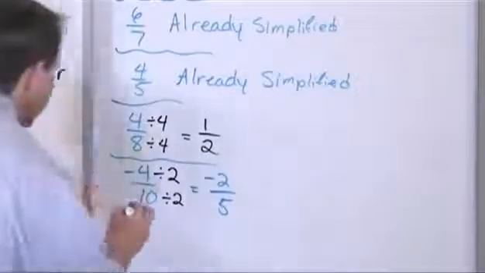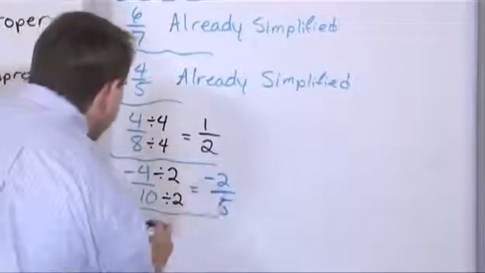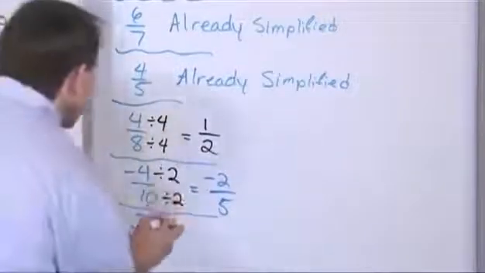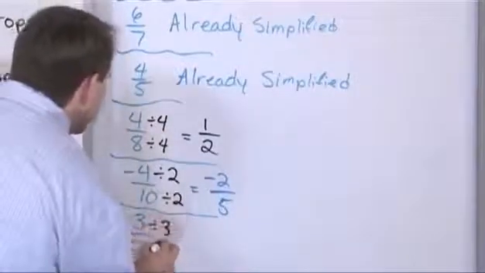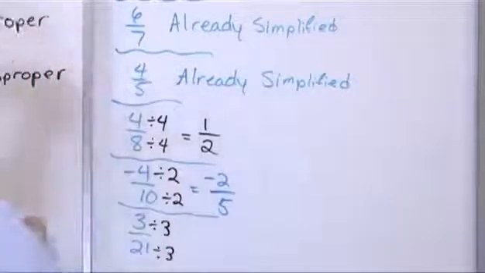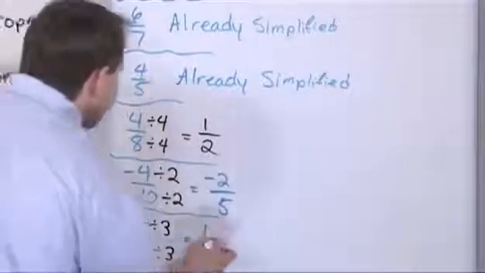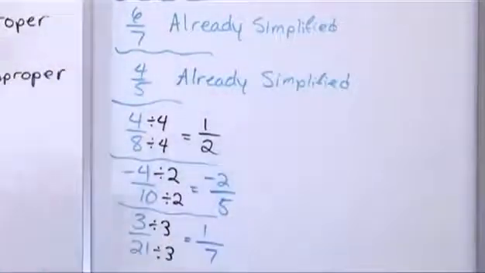What about 3/21? Can I divide the top and the bottom by something and make it go evenly? Well, sure, I can divide this by 3, and I can divide the bottom by 3. It has to be the same number. 3 divided by 3 is 1. 21 divided by 3 is 7. So that's the simplified fraction.